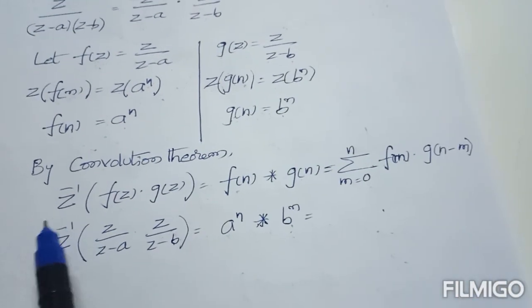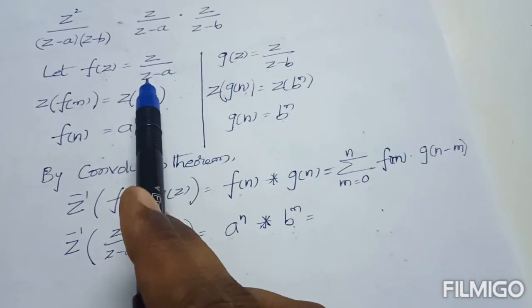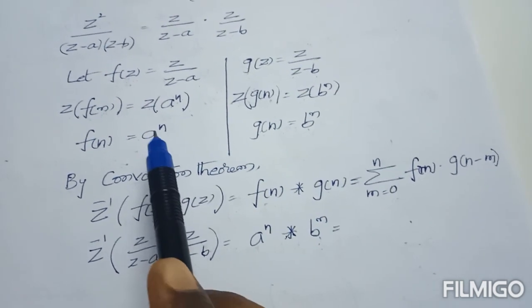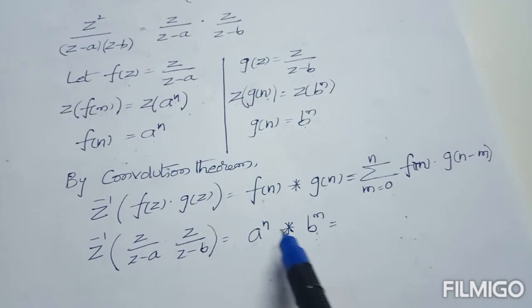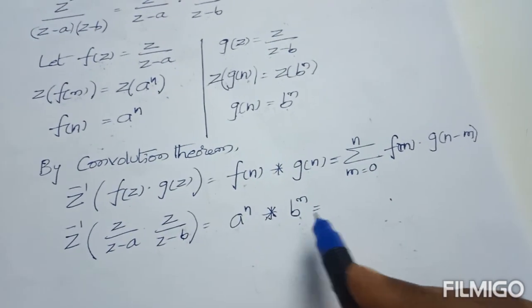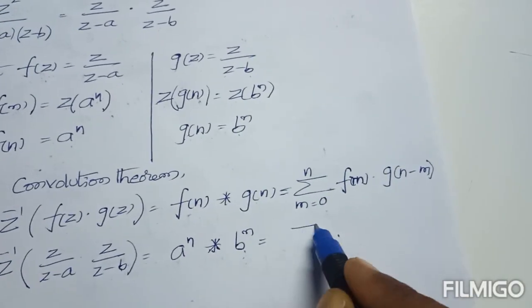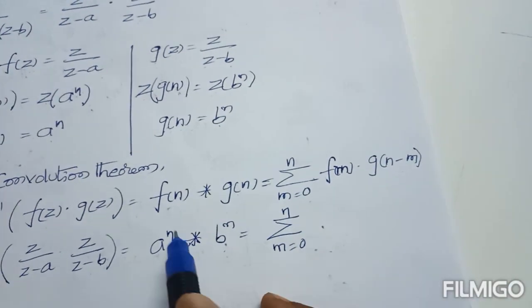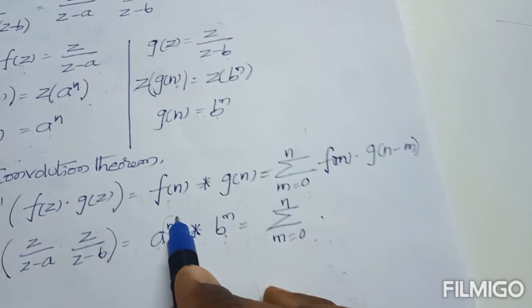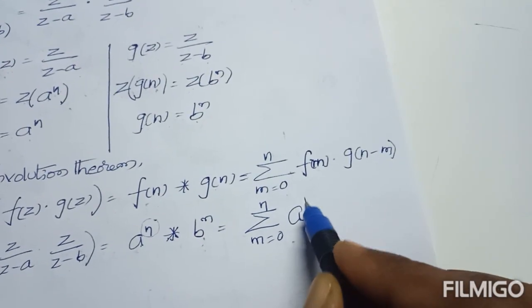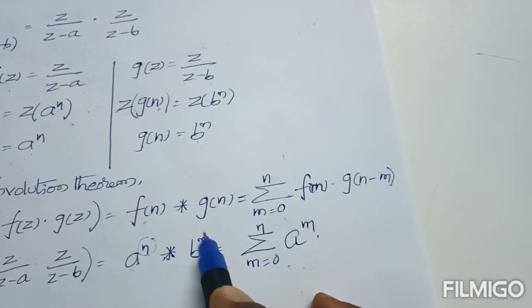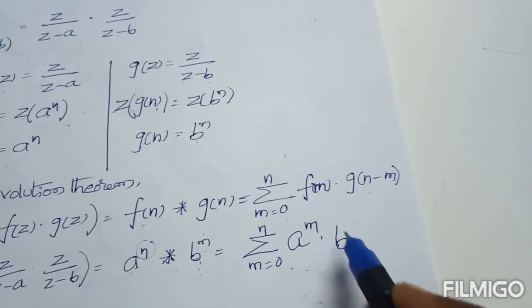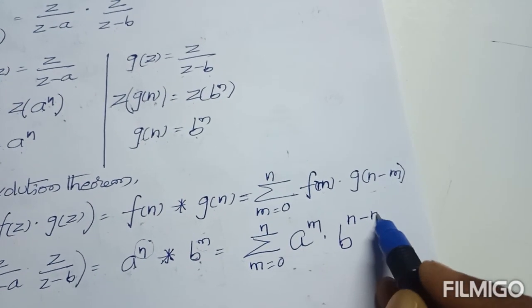Now the corresponding values. Z inverse of F of z, equal to z by z minus a, and G of z equal to z by z minus b. Here f of n is a to the power n, star g of n, which is b to the power n. That equals the summation of m equal to 0 to n of f of m. This is the first sequence; in place of n we put m, giving a to the power of m. The second sequence is as it is, but in place of n, n minus m: b to the power of n minus m.